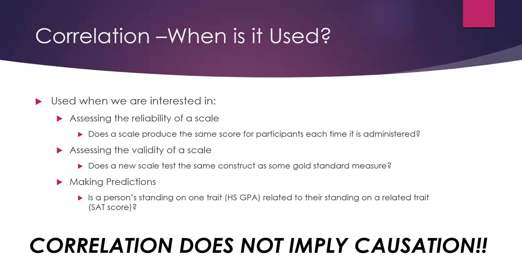So because of the fact that they're measured at the same point in time, we really can't draw any conclusions about which caused the other. So when we interpret a correlation, we say that there is an association between the two traits. We do not say that one trait causes the other. All right, so the next lecture is going to cover regression analysis.